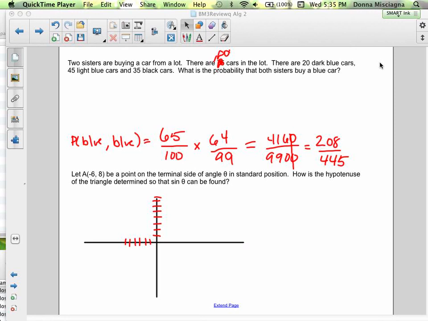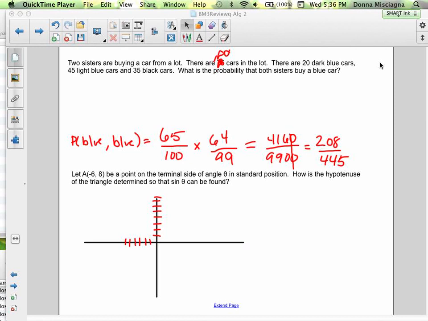So that would be the probability of the first sister buying a blue car. There were 65 blue cars. We combined the dark and the light blue cars. Out of 100 cars in the lot, once the first sister buys a blue car, there's only 99 cars in the lot, 64 of which are blue.